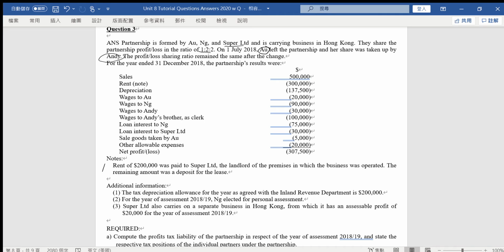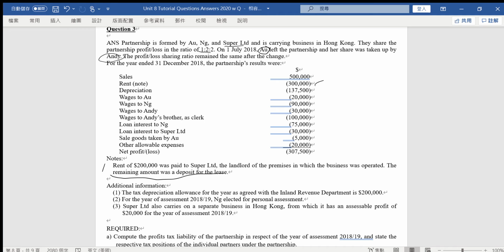But be careful with the remaining portion. Originally the total is 300,000, but 200,000 is the rent and the other 100,000 is a deposit, which is refundable. That should not be included in the income statement as an expense. That's why the $100,000 of the deposit should be added back.